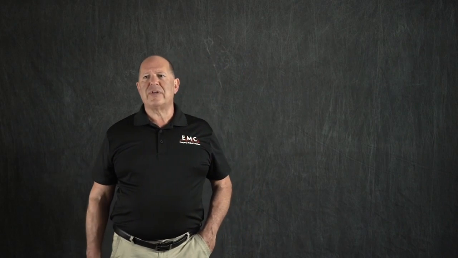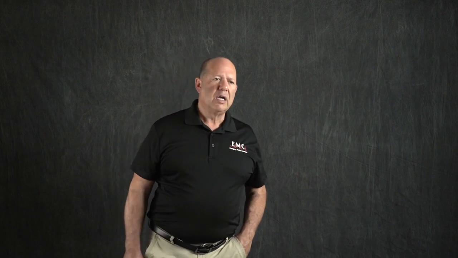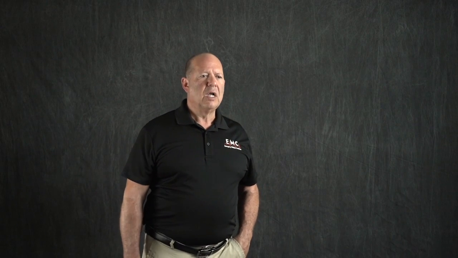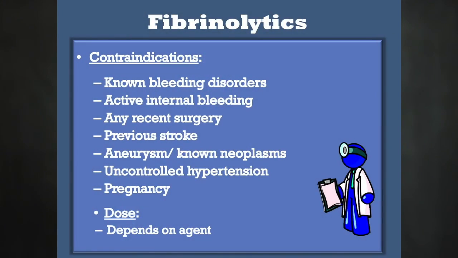So when we talk about giving those fibrinolytics to eat up the clot versus sending the patient for PCI or to the cardiac cath center, we know there's a lot of contraindications. So bleeding disorders, internal bleeding, recent surgeries, previous strokes, neoplasms and aneurysms, hypertension, pregnancy, all of those are contraindicated for the drugs TPA for cerebral stroke, or Retavase or tenecteplase for a cardiac occlusion or an MI.